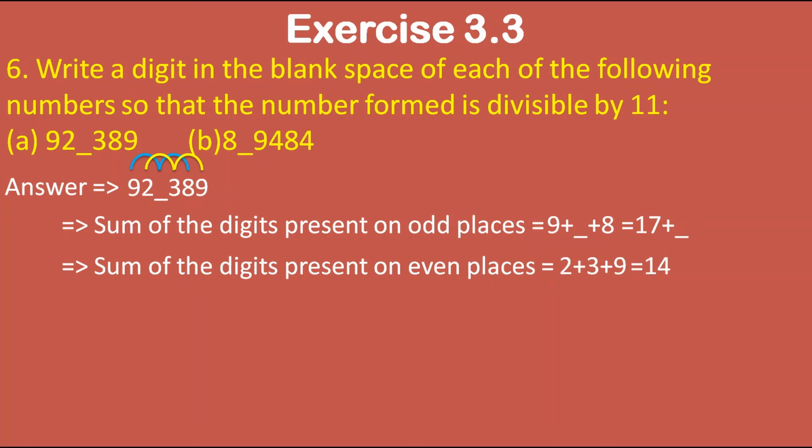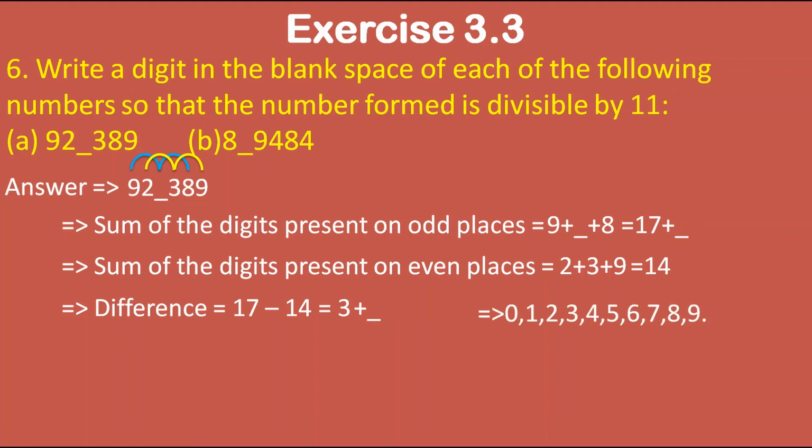Now we have to find the difference, right? But we don't have one digit, right? So what we will do is first find the difference between these two numbers, 17 and 14. The difference, 17 minus 14, gives 3. Now as the digit we have to put is present in the first part of the difference, we have to add that digit. To find that digit, we have to use the digits 0 to 9, right? So we have to find the digit which will give the answer as 11.